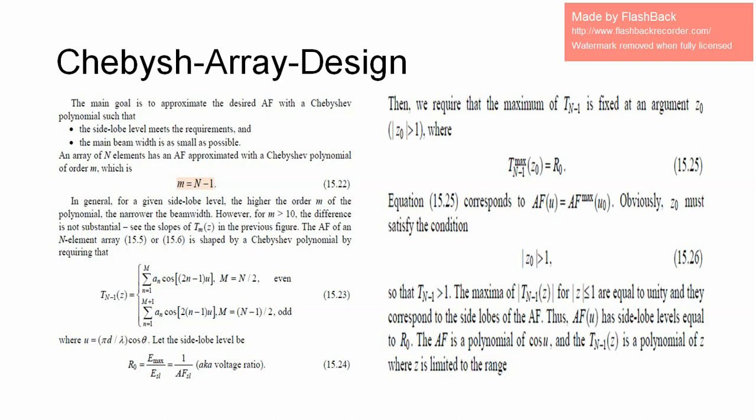where u is equal to pi d upon lambda cos theta, and the side lobe level should be given as R0, and that R0 is E max upon E SL, that is the array factor voltage ratio, which is called the voltage ratio. And then we require that the maximum of the T(n-1) argument should be provided in the equation, and that equation is given here as 15.25. Then we find that its argument should be greater than 1.